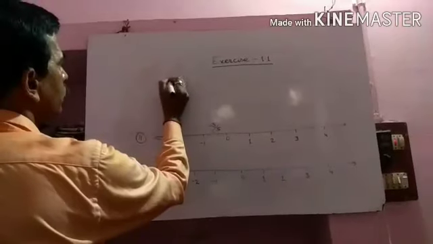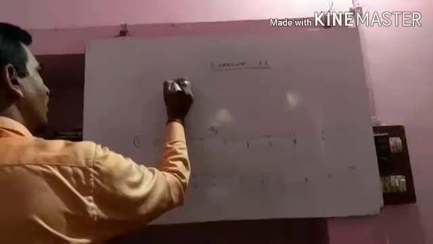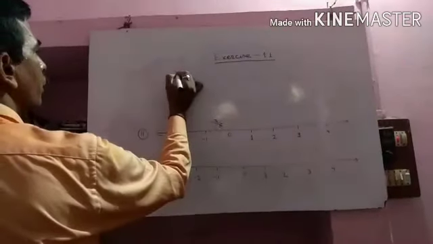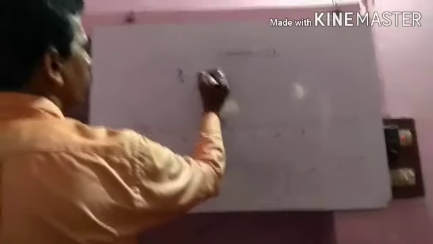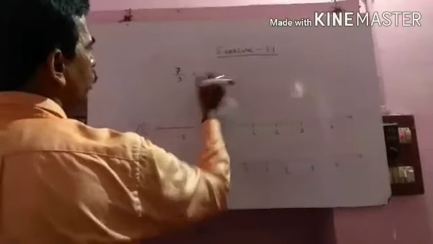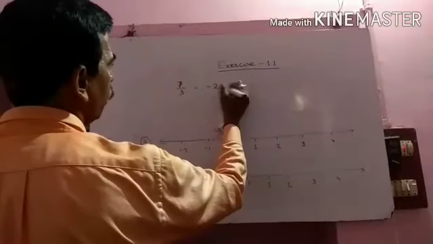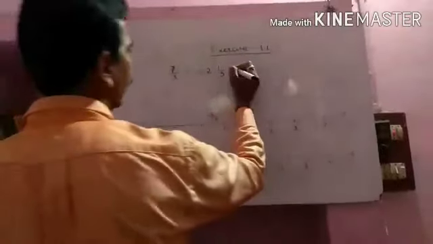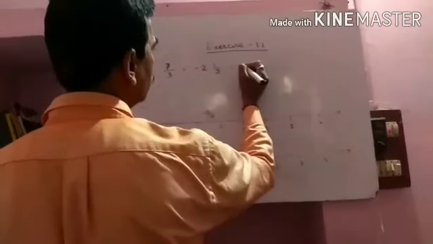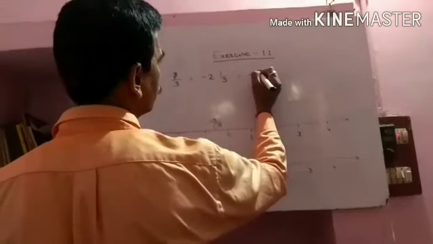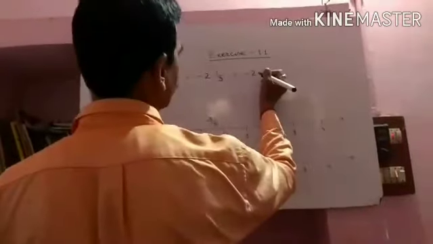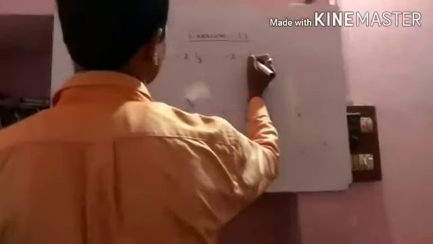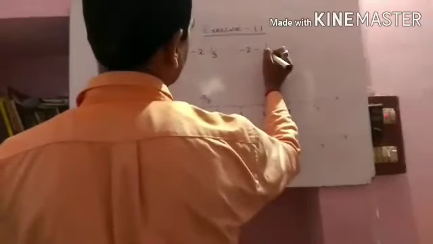Which is -7 by 3. Convert this improper fraction into a mixed fraction. So it becomes minus 2, since 3 twos are 6. What remains? 1 by 3. Or you can write this one, the exact meaning of this number is minus 2 minus 1 by 3.